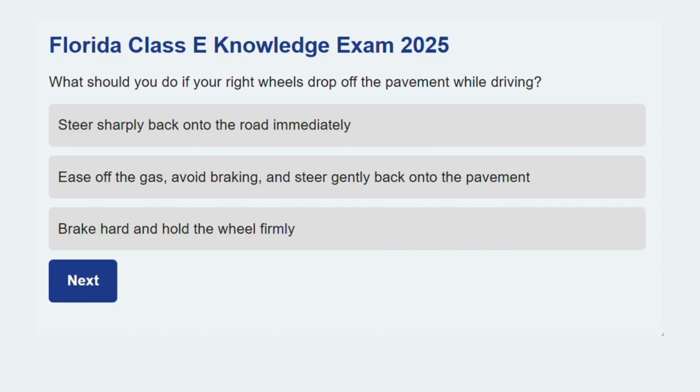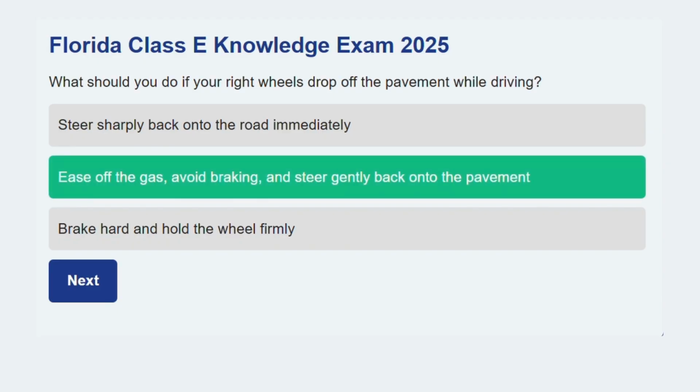Let's see this one. What should you do if your right wheels drop off the pavement while driving? Ease off the gas, avoid braking, and steer gently back onto the pavement. This controlled procedure helps prevent overcorrecting and losing control.